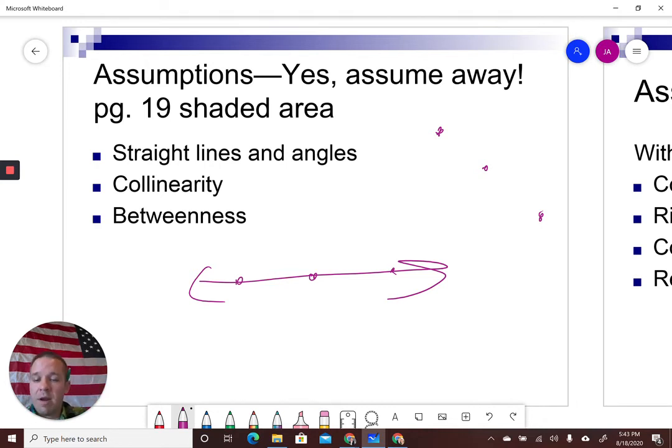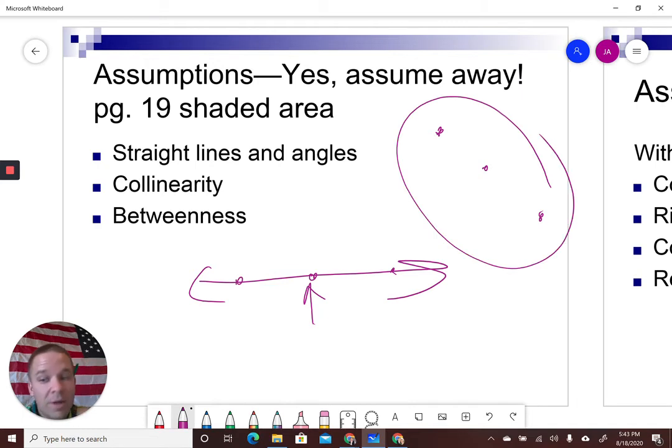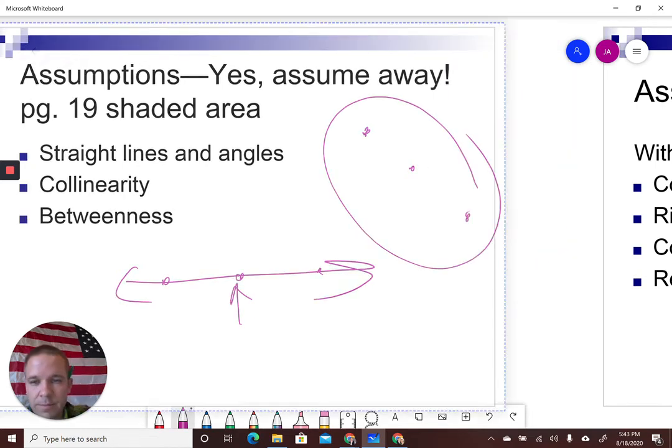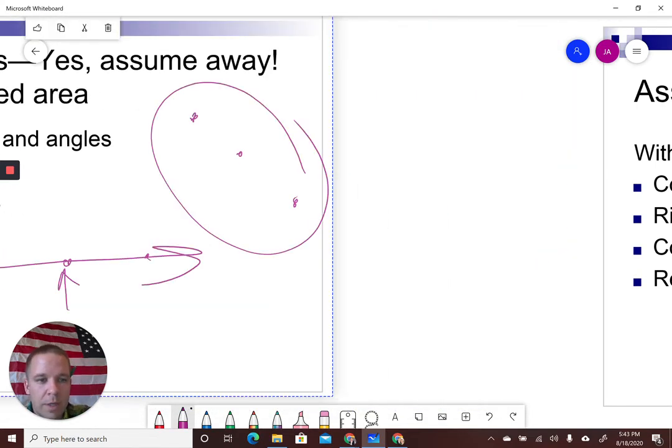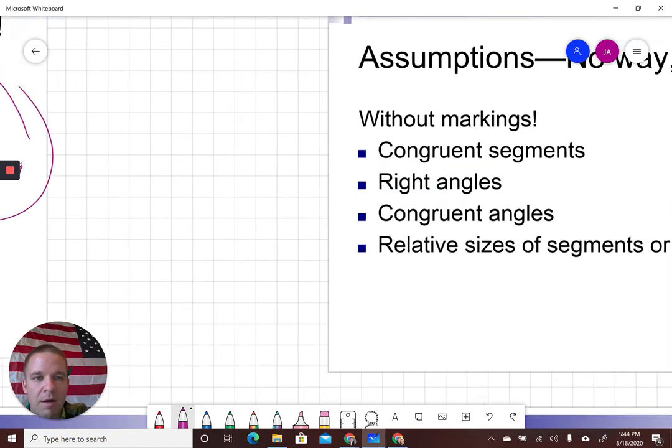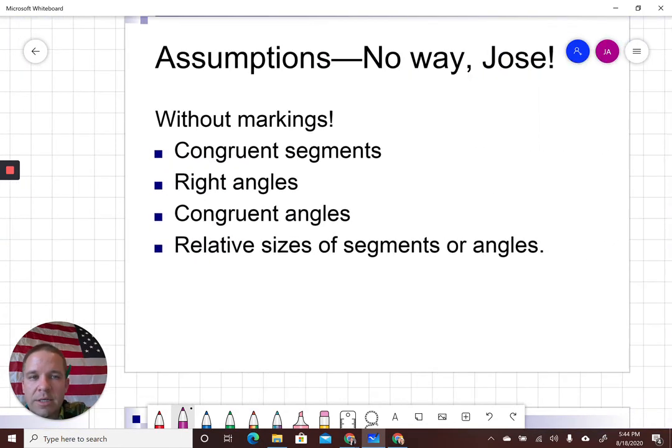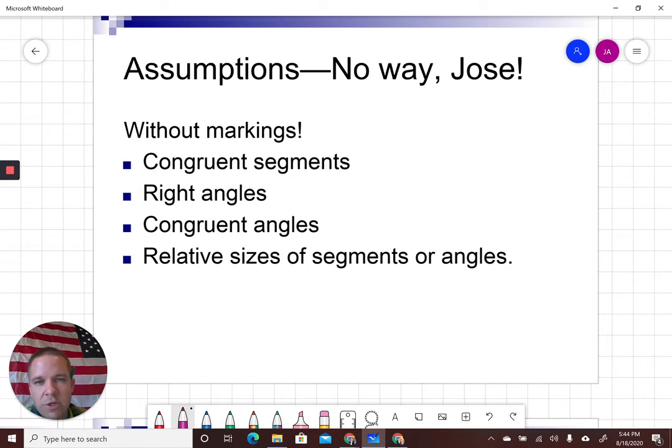And with collinearity, I get betweenness, right? If I have 3 points, one of them has to be between the other two, so I can assume betweenness. I can assume this guy's between the other two. I cannot assume that over here because they're not necessarily collinear. Oops. Didn't mean to move that guy like that. Alrighty. No assuming on this one.